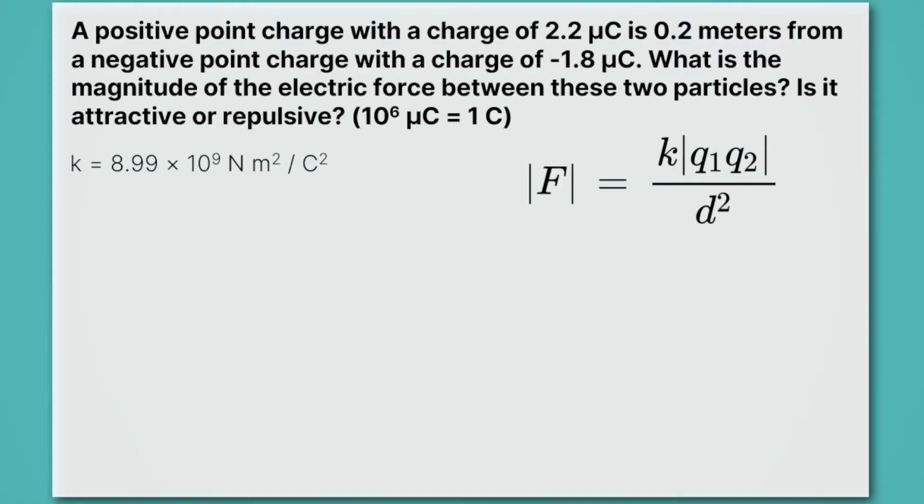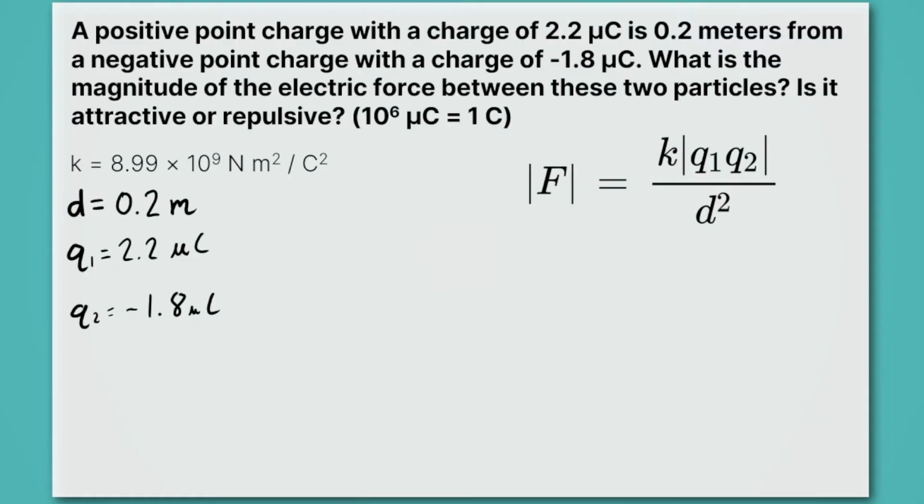Okay, well, let's begin by writing down the variables we know. We know the distance, and that's going to be 0.2 meters between those two charges. We also know our Coulomb constant, so that's nice. We already have that written there. Q1 is going to be 2.2 microcoulombs. And Q2 is negative 1.8 microcoulombs.